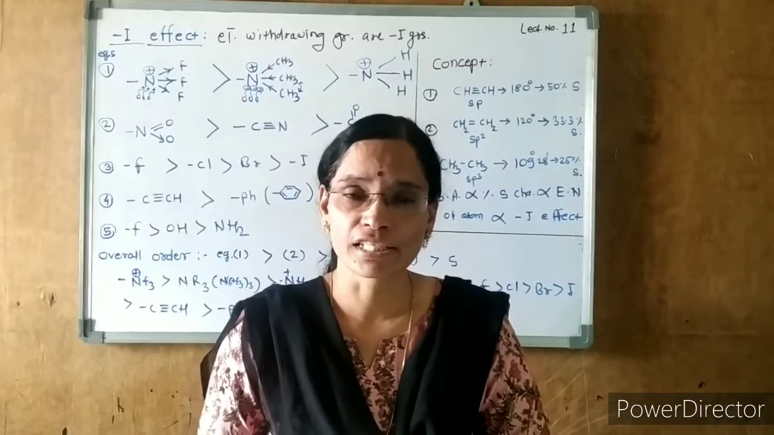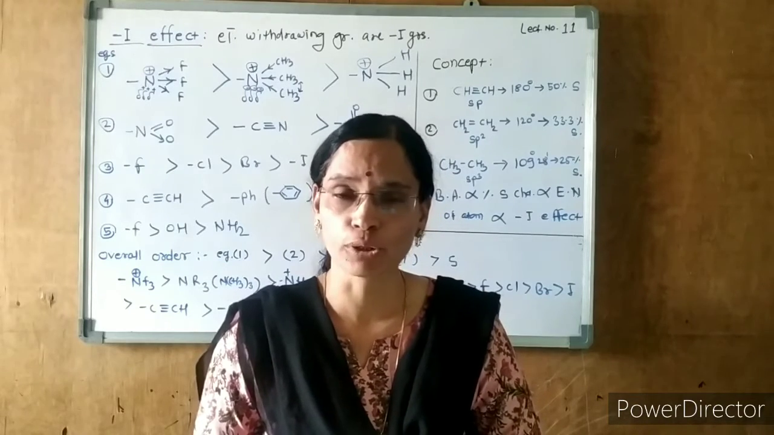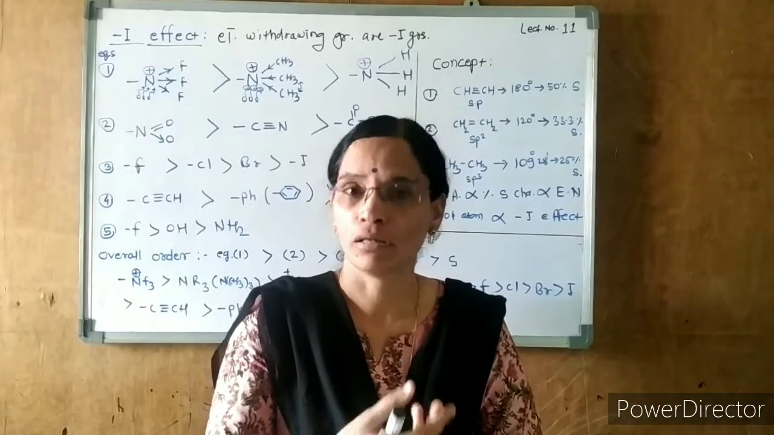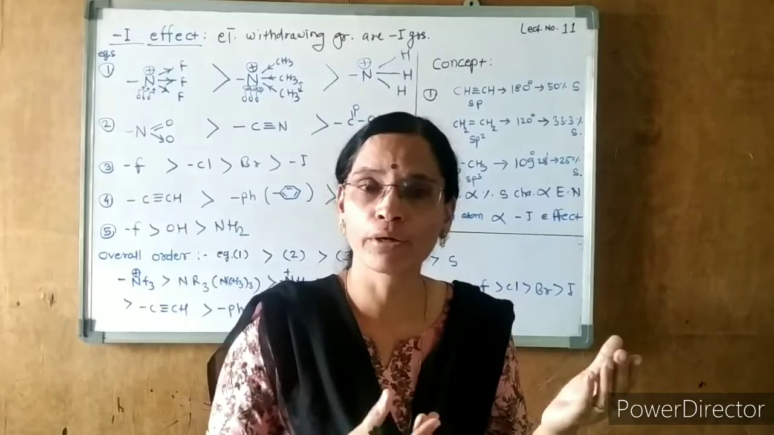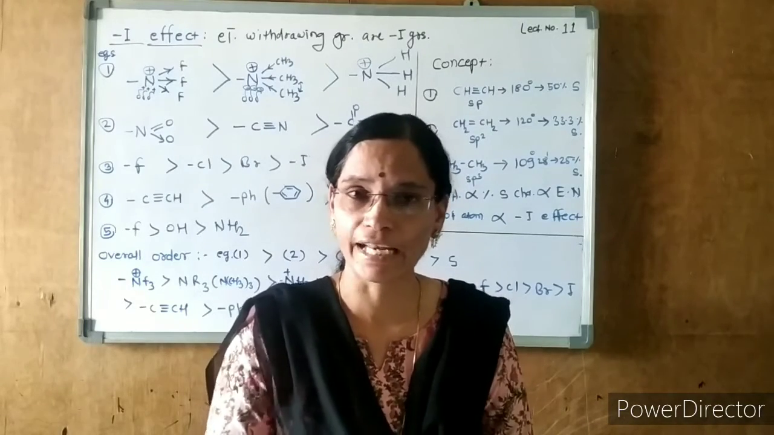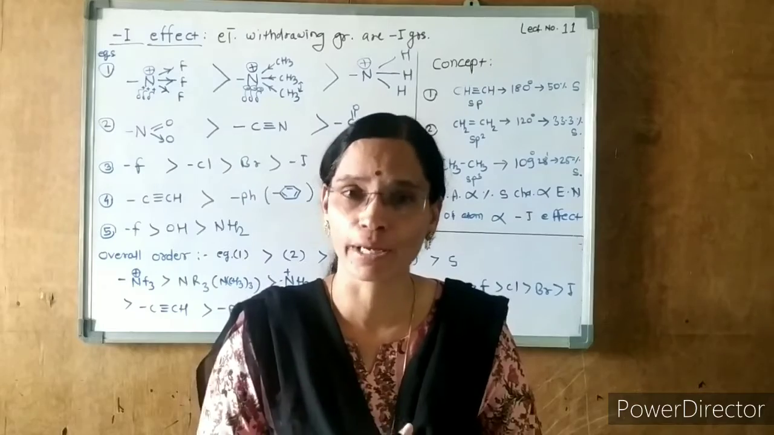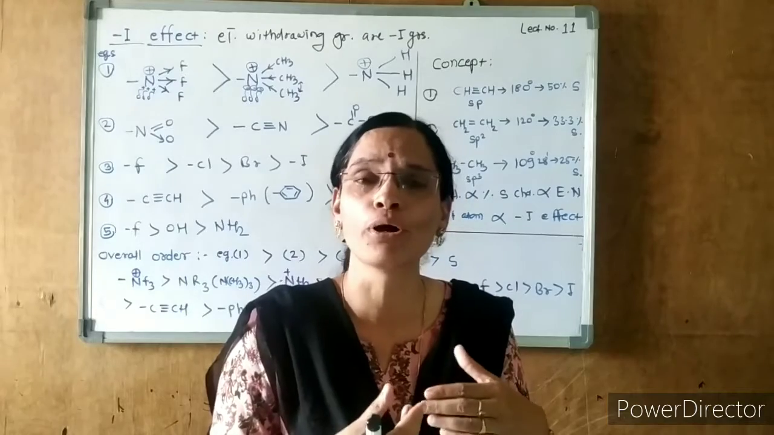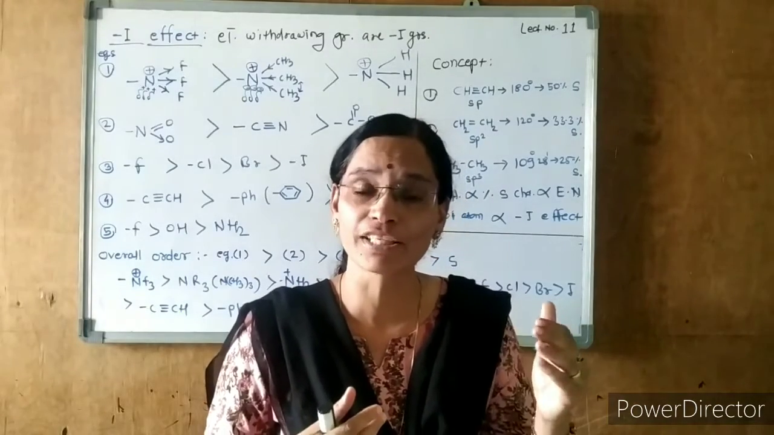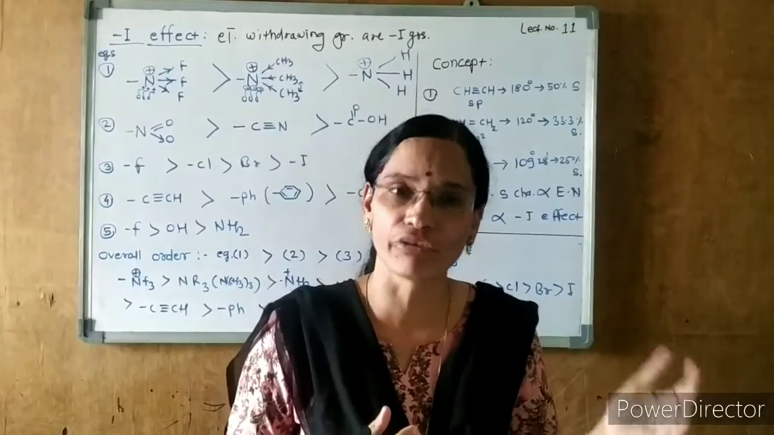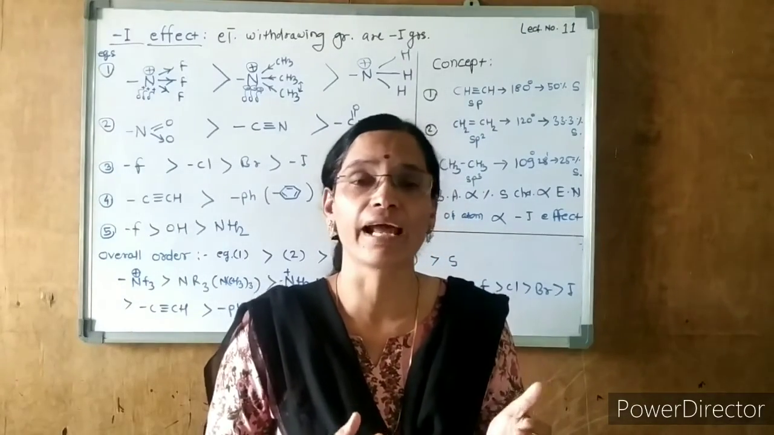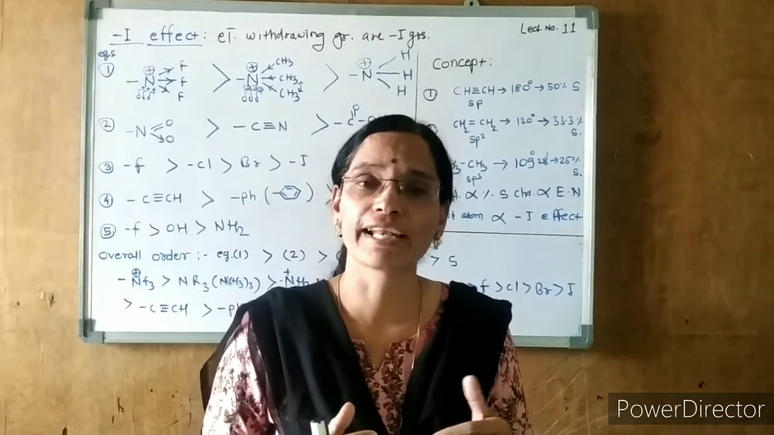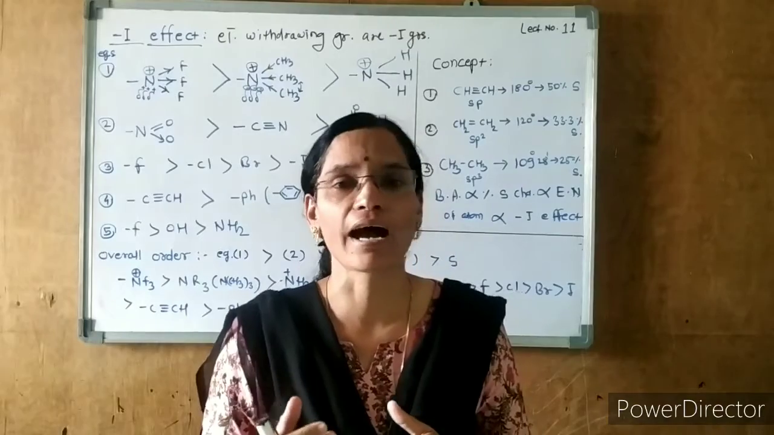So in the previous session I also discussed the plus I effect. Plus I effect means what? The groups which donate electrons to the other, right? The electron donating groups are called plus I groups and electron withdrawing groups are called minus I groups, right? Plus I group means they show plus I effect, that is positive inductive effect. Positive inductive effect and negative inductive effect are the two types of inductive effects, which we call plus I effect and minus I effect.